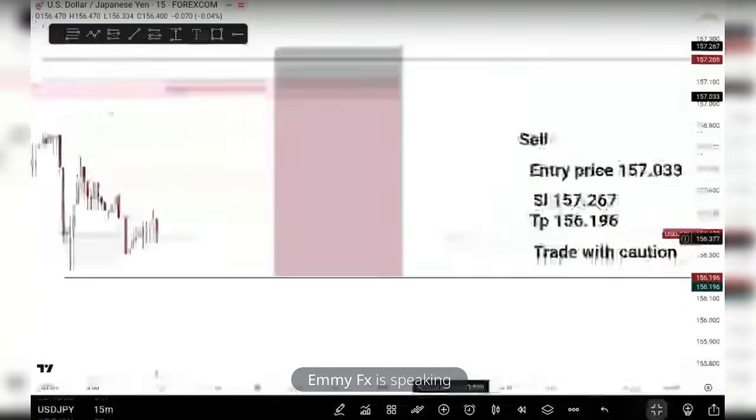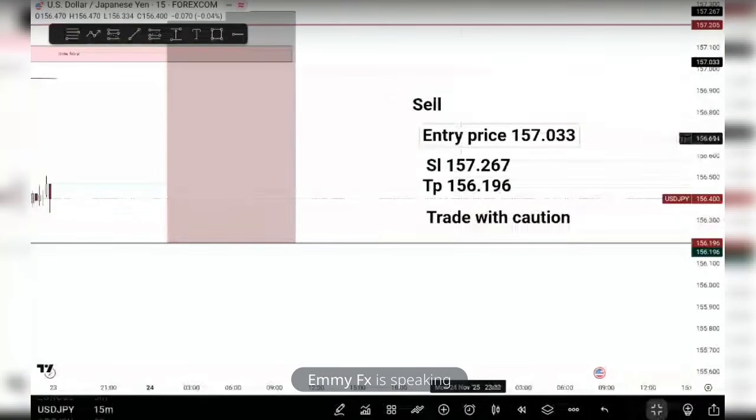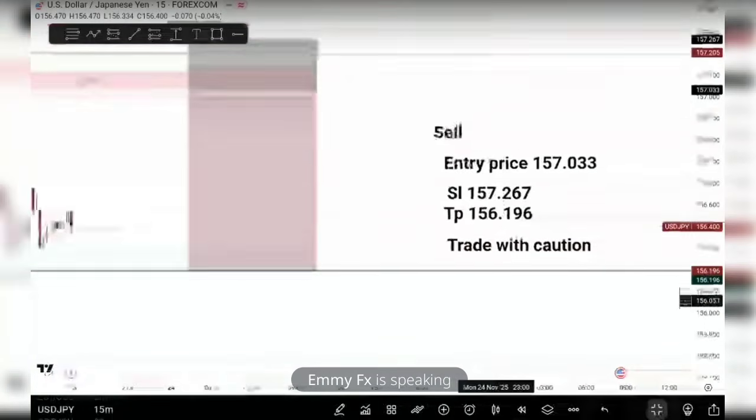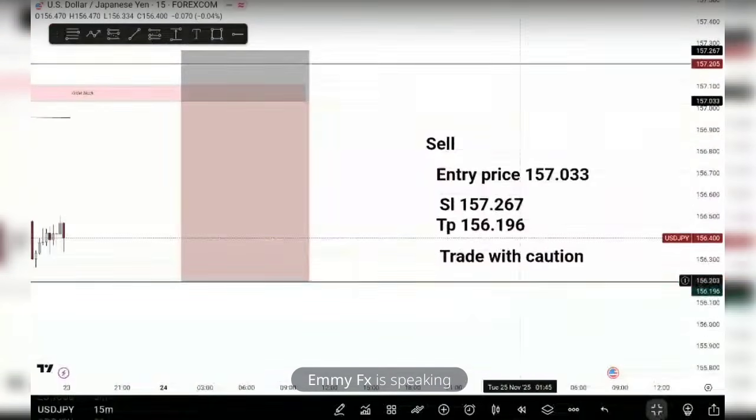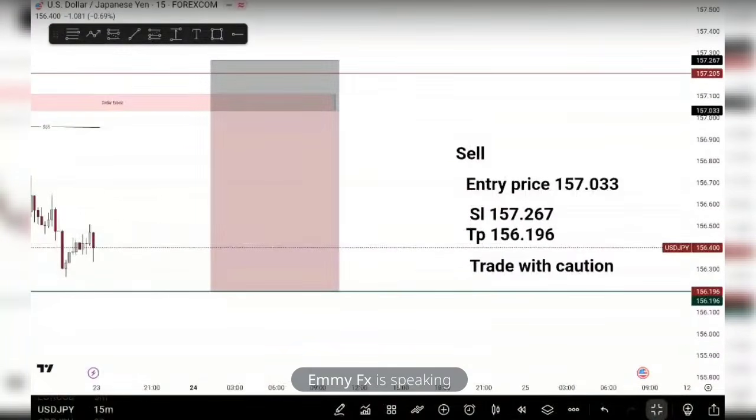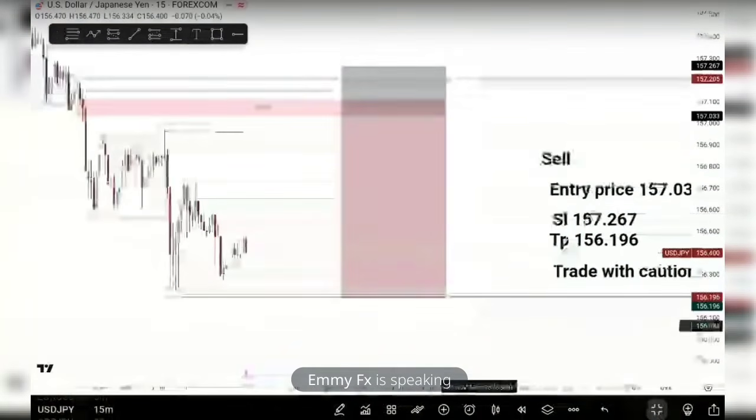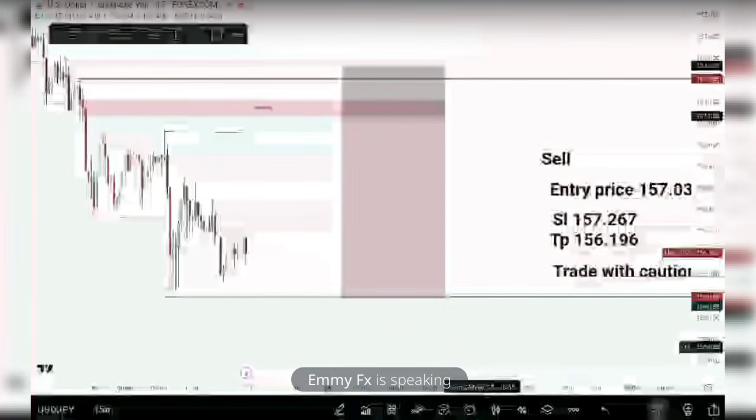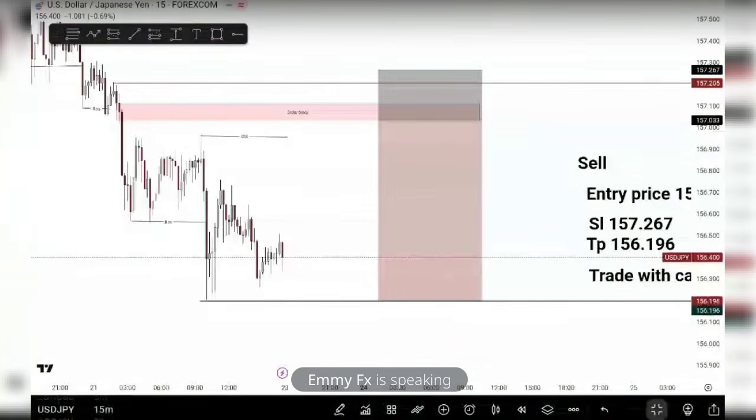The entry price is 157, the stop loss is 157, and TP is going to be 156. Please trade with caution. What I mean by trade with caution is use proper risk management. Do not trade with money that you cannot afford to lose.